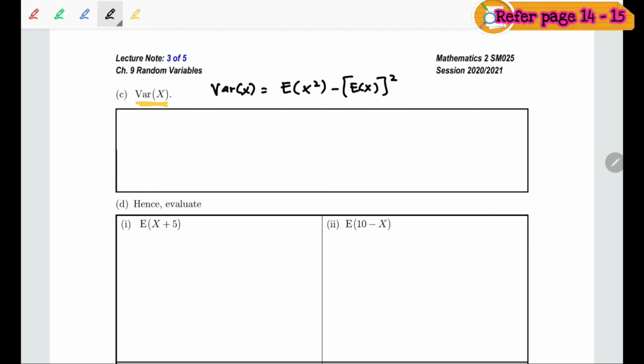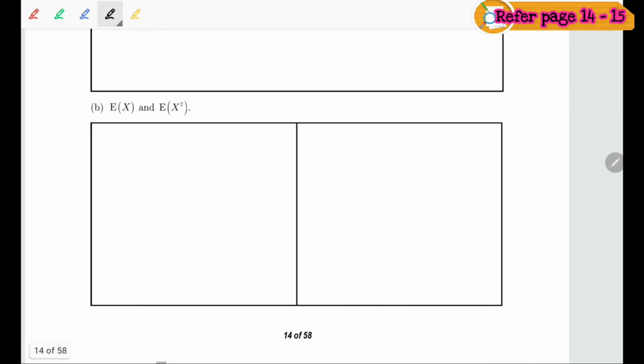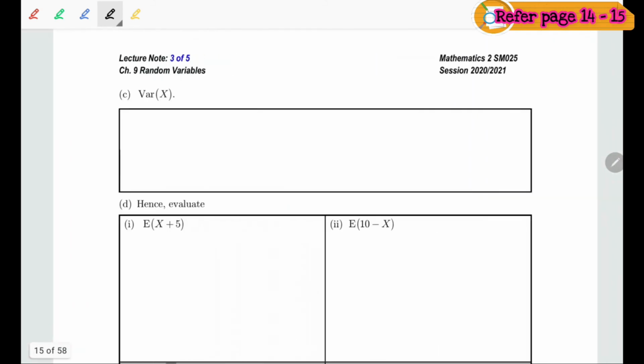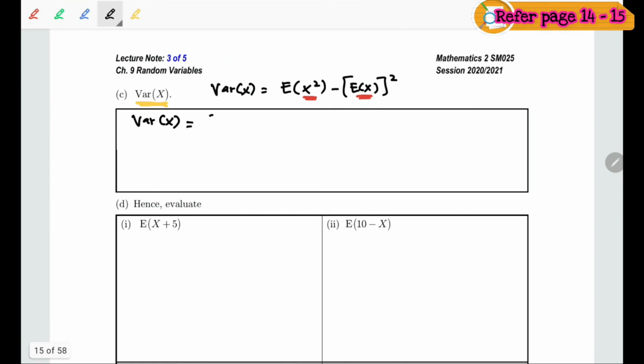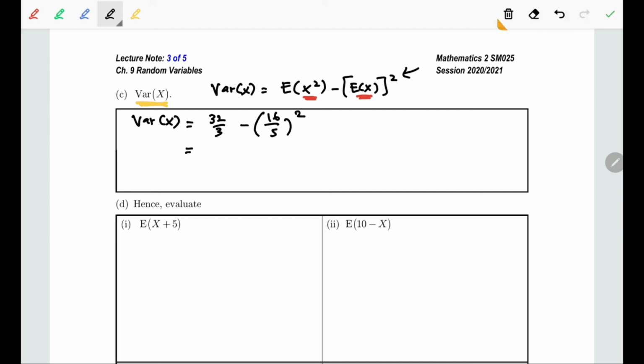Okay, since we have found the value of expected of x squared and also expected of x from the previous part, which is from B, we are just going to substitute into the formula. So the variance of x equals expected of x squared, which is 32 over 3, minus 16 over 5, since we have the square outside here. So we have to square this one. And then calculate. At the end, you will get 32 over 75.